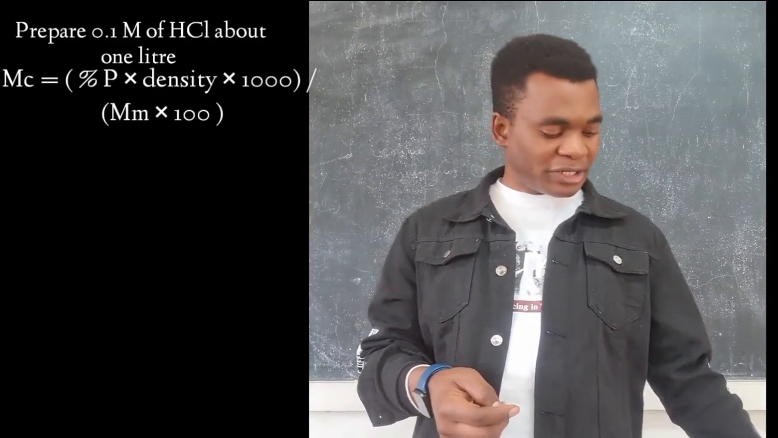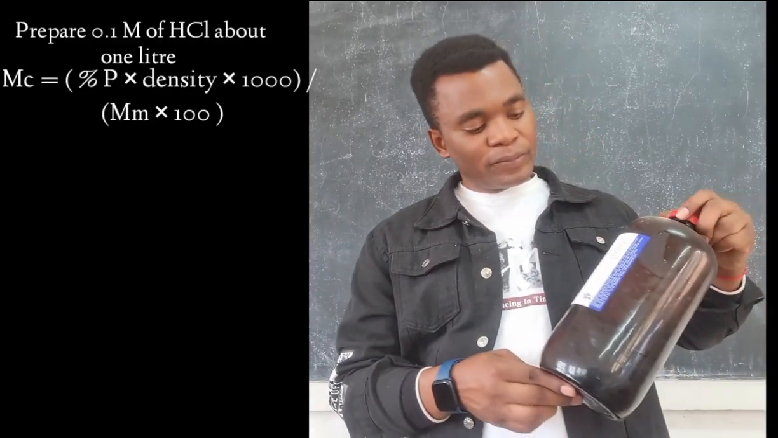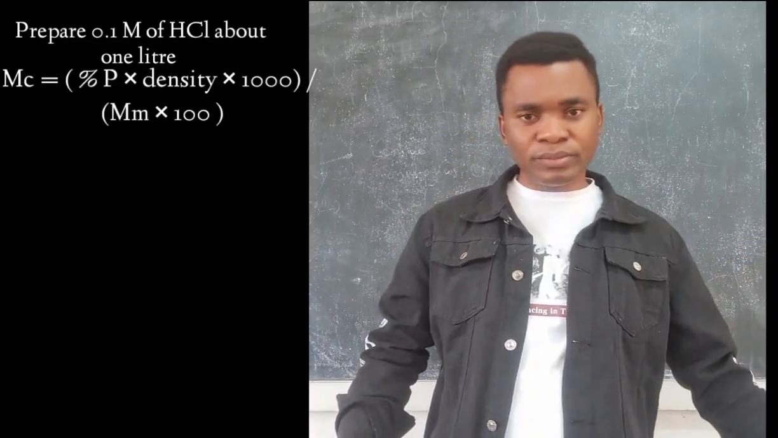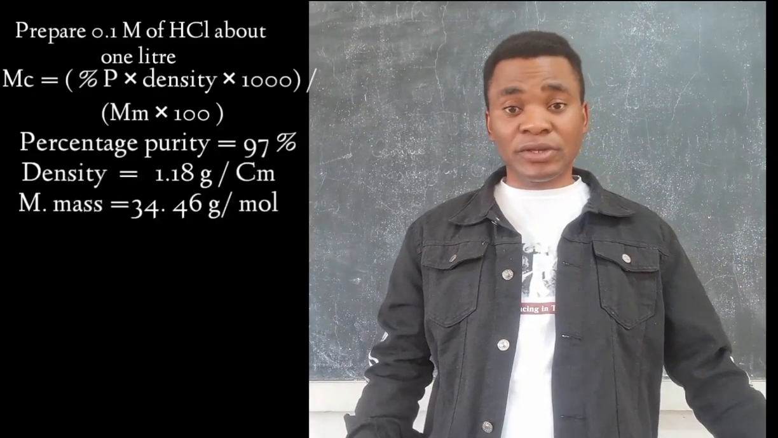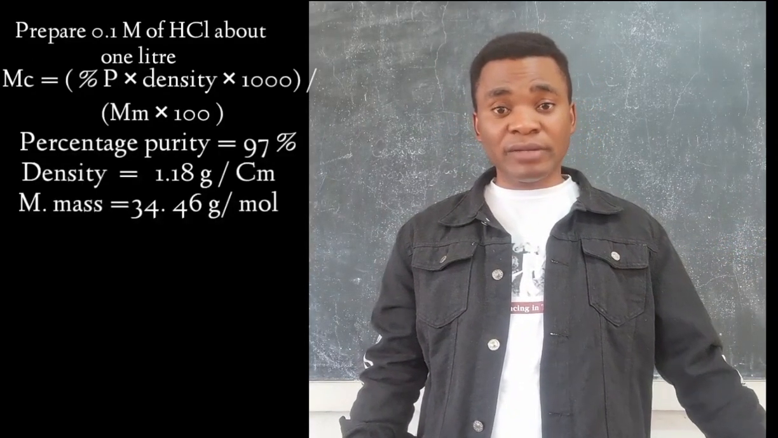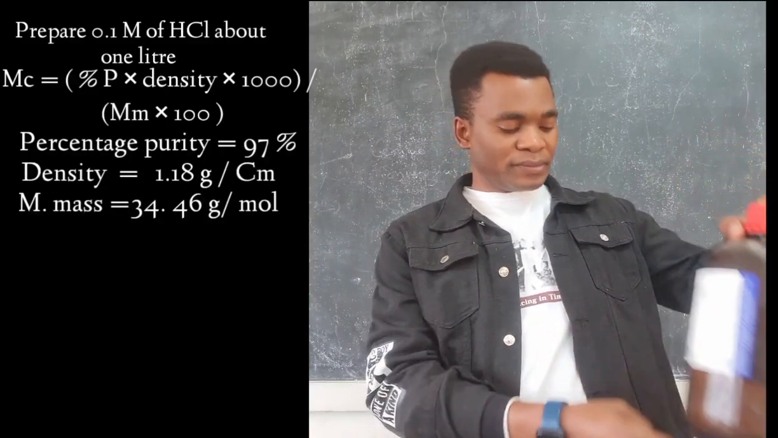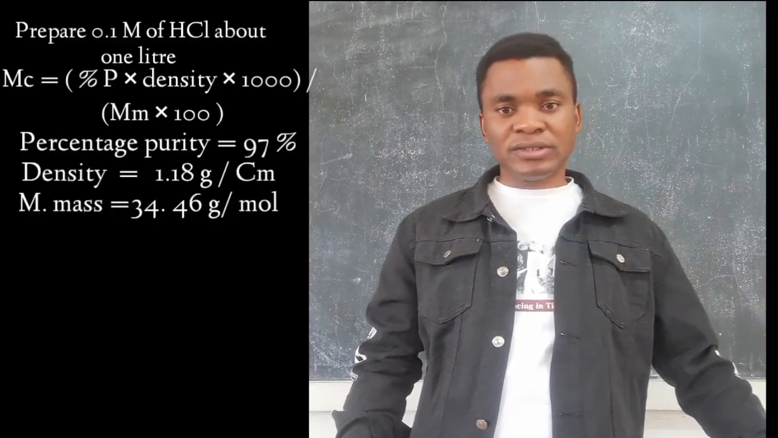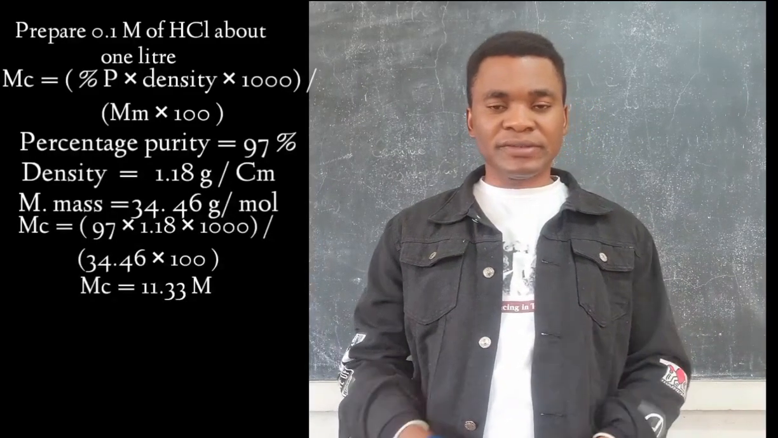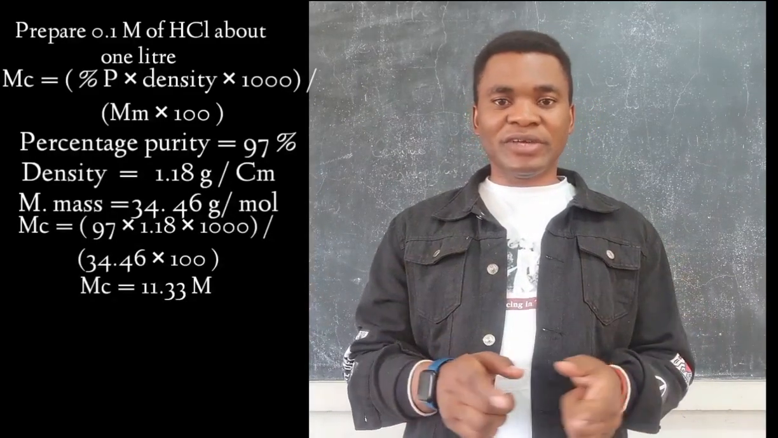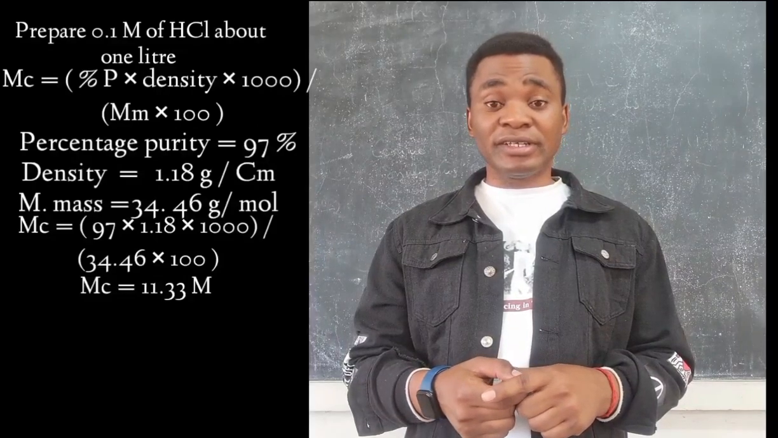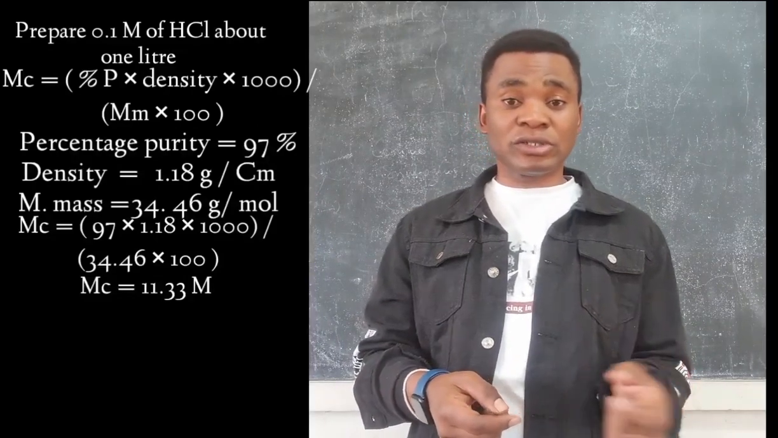So our percentage purity here is 35. Density is 1.18 gram per centimeter cube, times 1000, divided by molar mass, which is 36.46 grams per mole, times 100. When we do the calculation here, you get 11.33. This is the molar concentration of the stock solution.